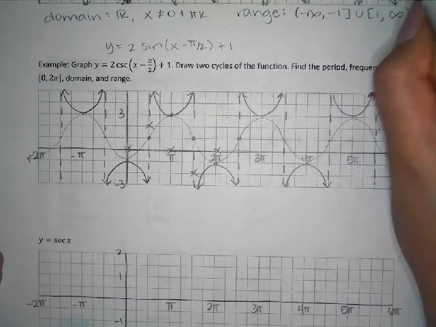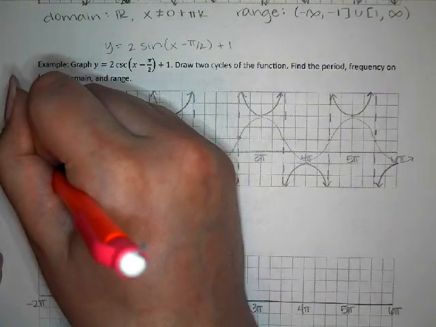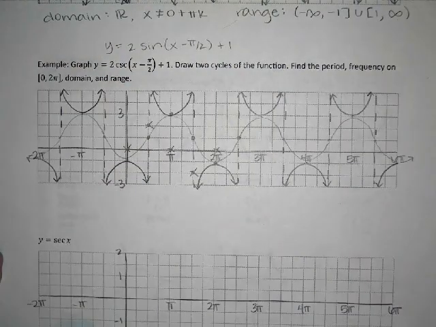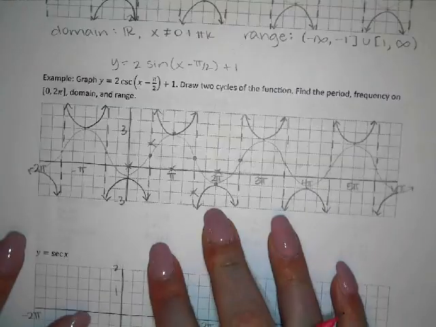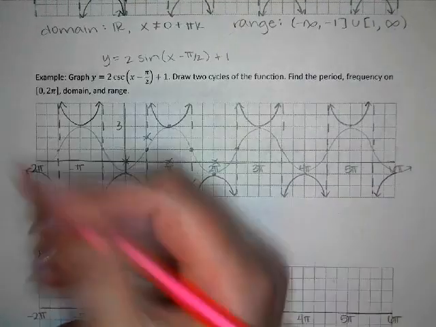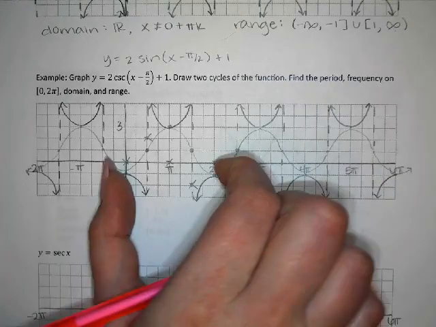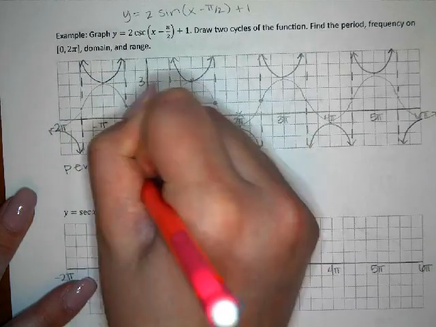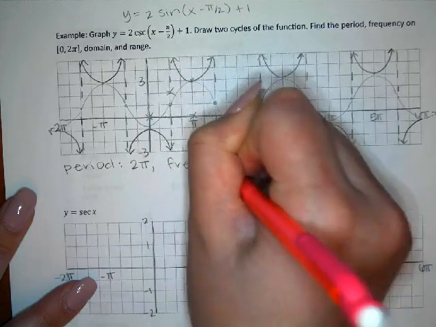Secant is the exact same thing. Actually, hold on, let's not do secant yet. We have to find all the things. Okay, the period of this function is just 2 pi. We didn't change it at all because there was no b value. So the frequency is just 1 because the b value was 1. So it takes a width of 2 pi or a width of 8 boxes for us to get the top bowl and the bottom bowl. Frequency 1.